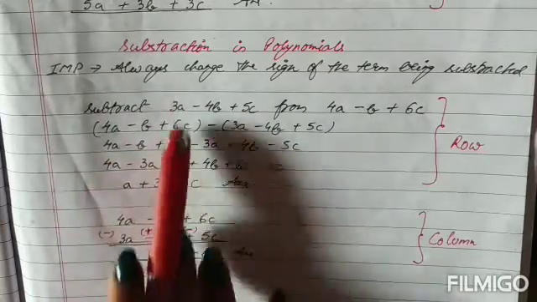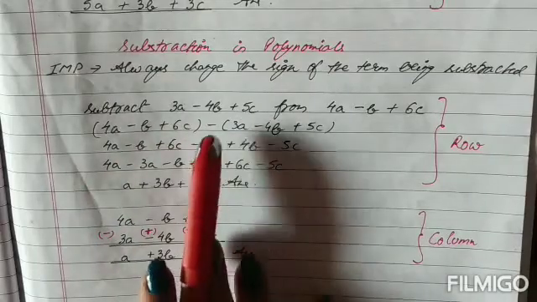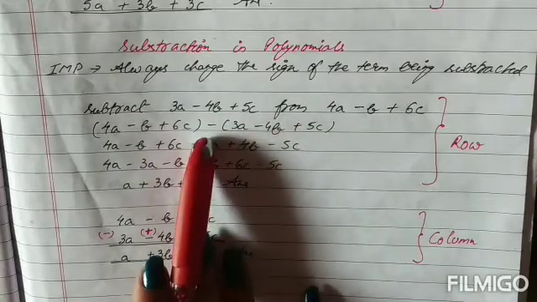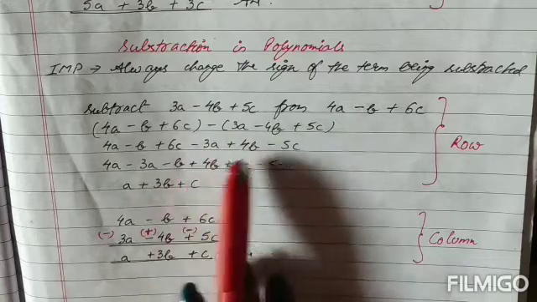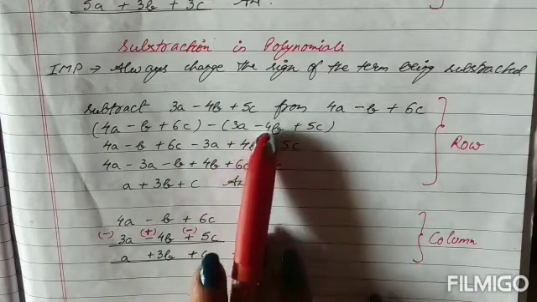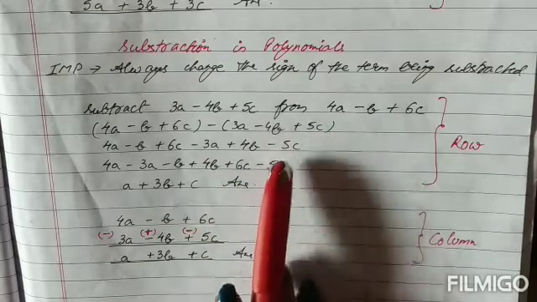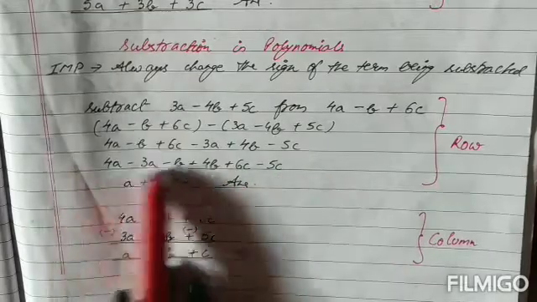Now the first one will be copied the same way, but when we are copying the second bracket, children, you will change the sign of all the terms that are inside because we are doing subtraction. So a plus 3a will become a minus 3a, a minus 4b will become a plus 4b, and a plus 5c will become a minus 5c. Then bring the like terms together as I have done it in the next step.